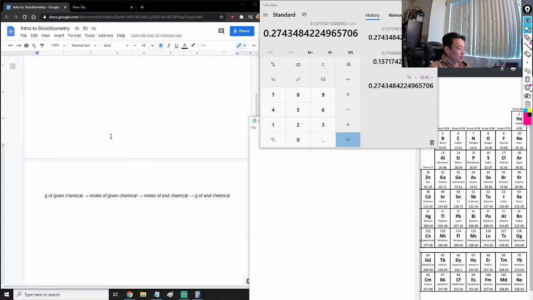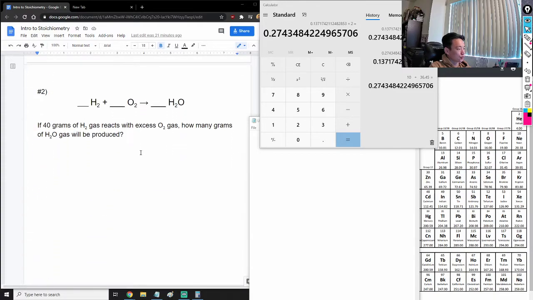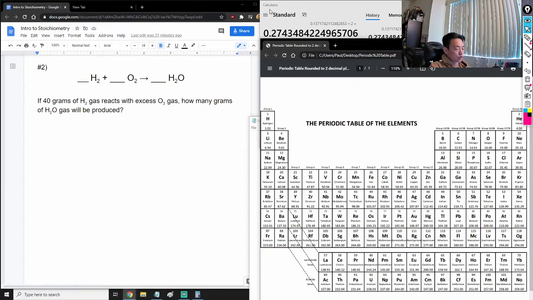Okay, let's go on to the next example. So in our next example, we have to balance again, and we need to do the molar mass. So let's follow the steps. The first step is we're gonna balance. So let's balance this out.